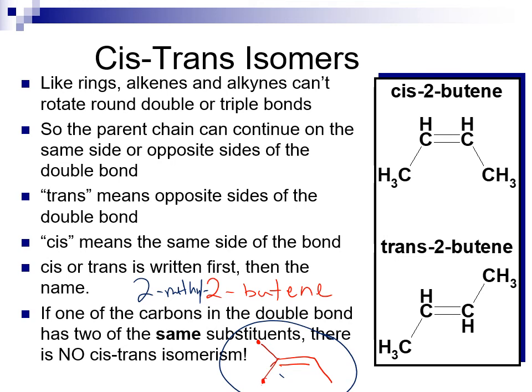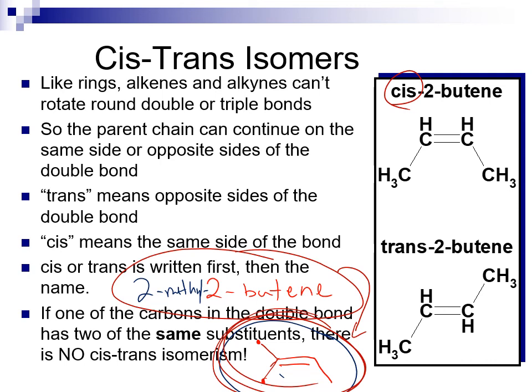So that means you don't need the cis-trans labeling, because whether you call it cis or trans, you'd still end up with the same molecule, which means you drop the cis-trans need of the naming. 2-methyl-2-butene is this molecule here. If you called it 2-methyl-cis-2-butene or 2-methyl-trans-2-butene, you'd still get this exact molecule. So you don't want to have two names for the same molecule, which means we do not need the cis-trans labeling of that particular molecule.